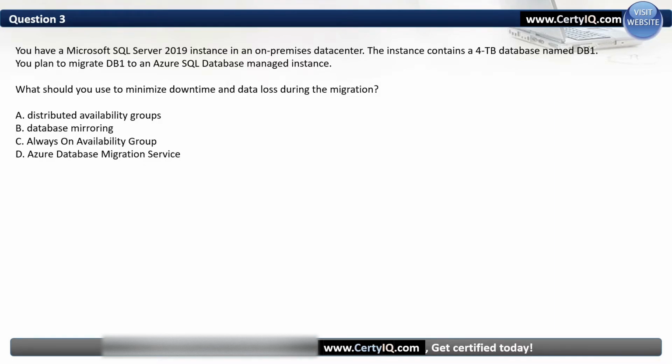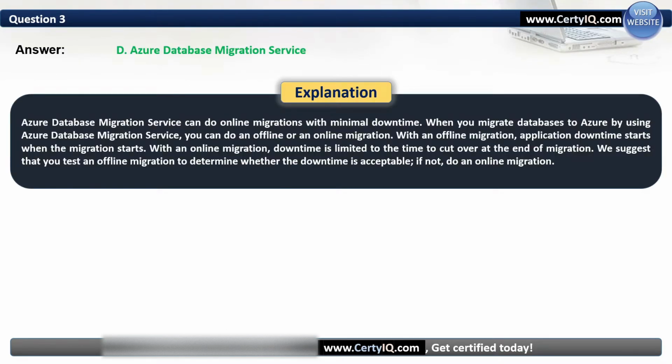The correct option is D. Azure Database Migration Service. Azure Database Migration Service can do online migrations with minimal downtime. When you migrate databases to Azure by using Azure Database Migration Service, you can do an offline or an online migration. With an offline migration, application downtime starts when the migration starts. With an online migration, downtime is limited to the time to cut over at the end of migration. We suggest that you test an offline migration to determine whether the downtime is acceptable. If not, do an online migration.